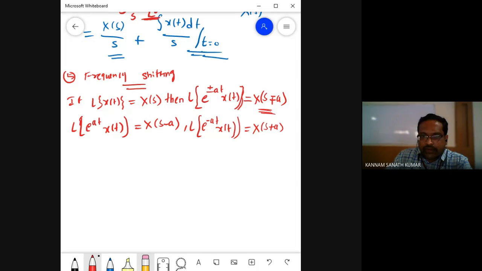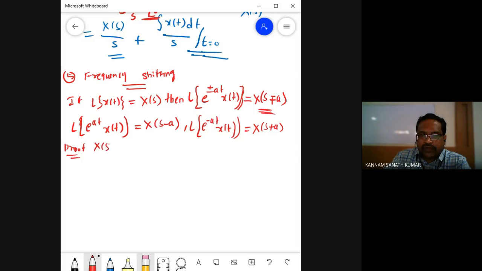Frequency shift means, when you are multiplying the time domain signal with an exponential, in the frequency domain the given signal is shifted by a value. If it is plus at, it is shifted by minus a. If it is minus at, it is shifted by plus a. So we'll see the proof now.